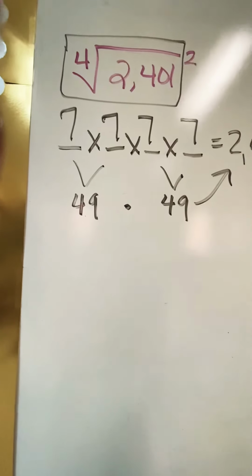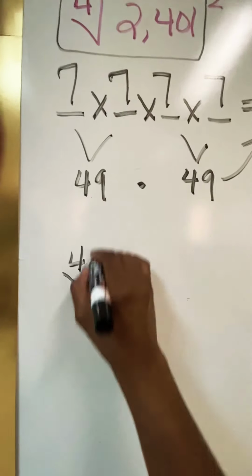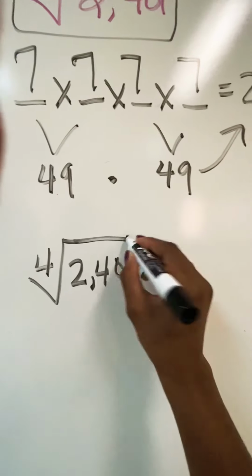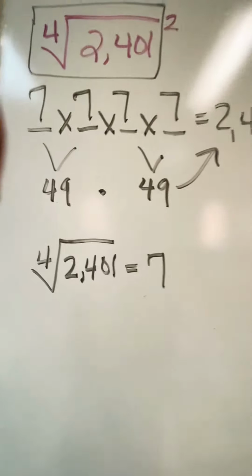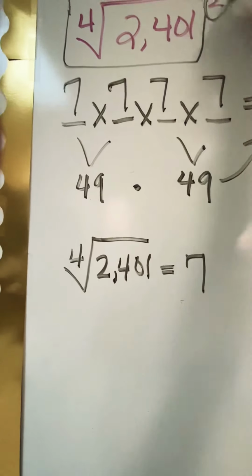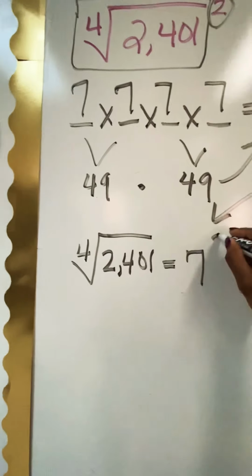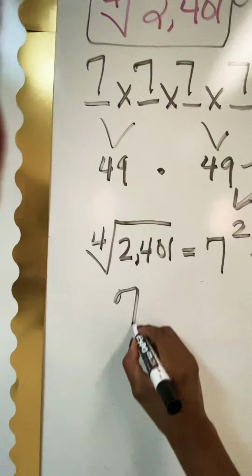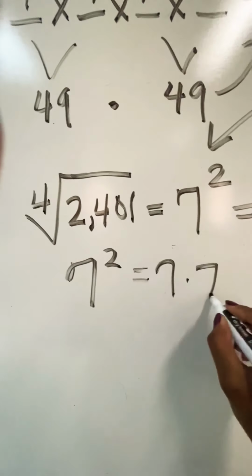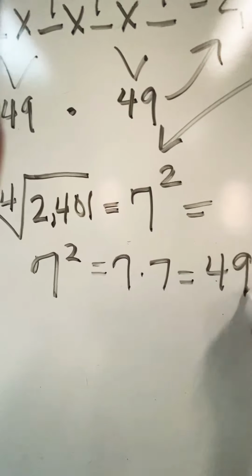All right, so again, you're going to do the part with the radical symbol first. That's the index and the radicand. You're going to solve for that first. And we just determined that the fourth root of 2,401 is equal to 7, because 7 times itself 4 times gives us the radicand. Now we're going to take this exponent, like we said, and we're going to raise it to the second power. 7 squared is the same thing as saying 7 times 7, which is equal to 49.